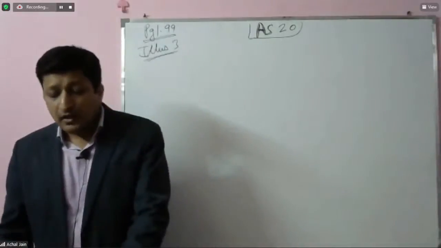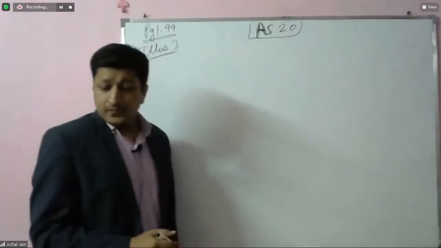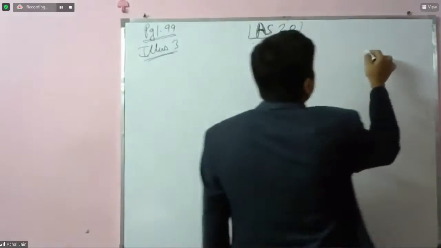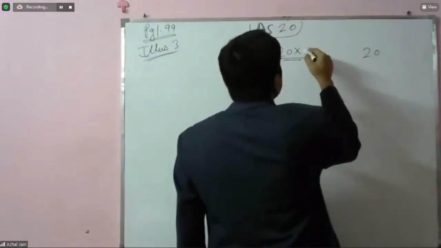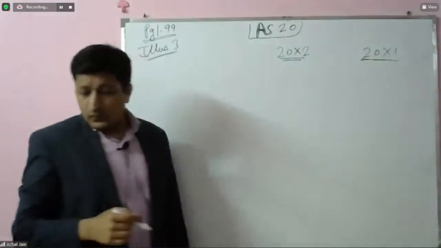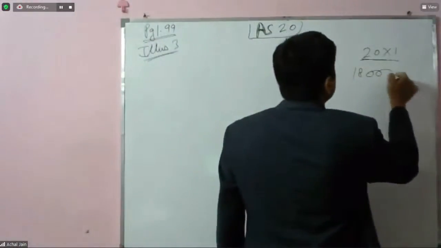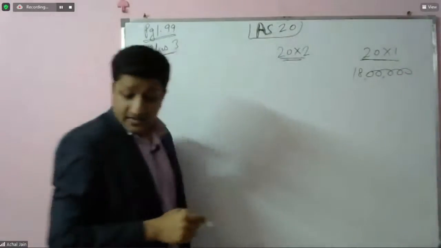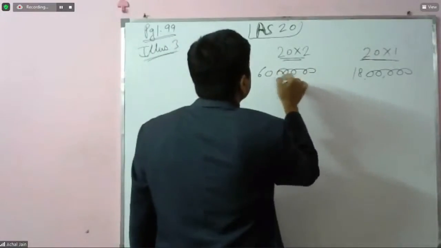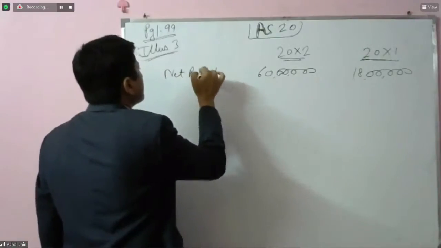Net profit for the last year was 18 lakh. So I'll just put down the numbers. Last year and current year. So last year net profit was 18 lakh, and the current year's profit is 60 lakhs. This is the profit.